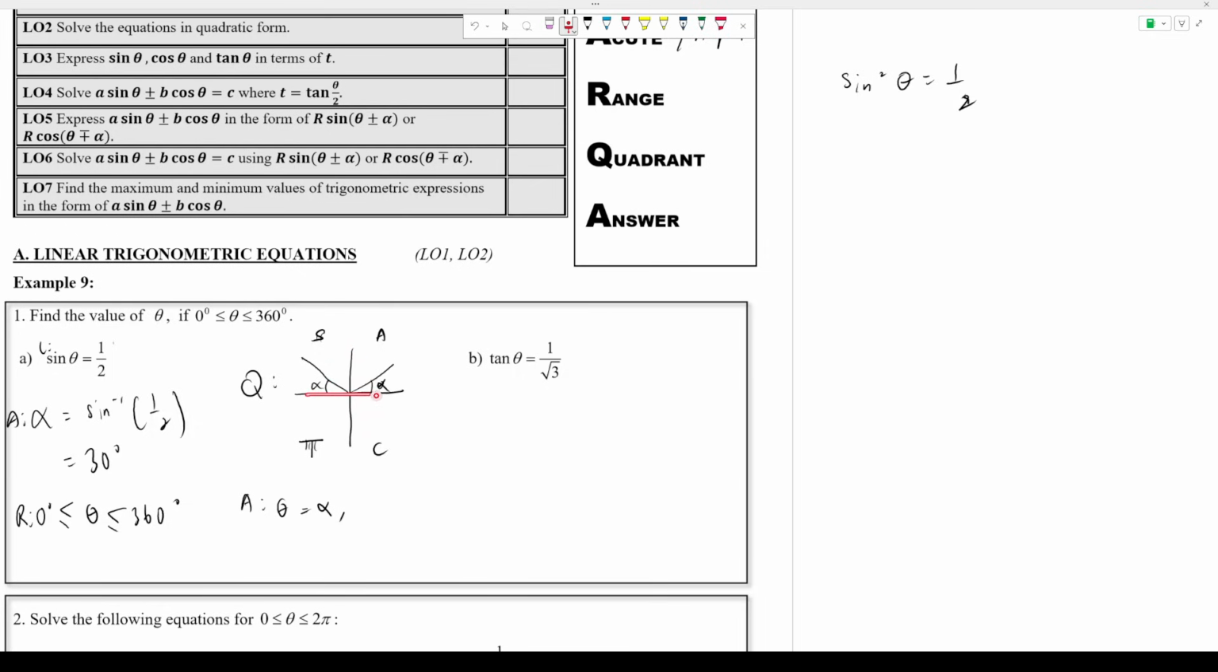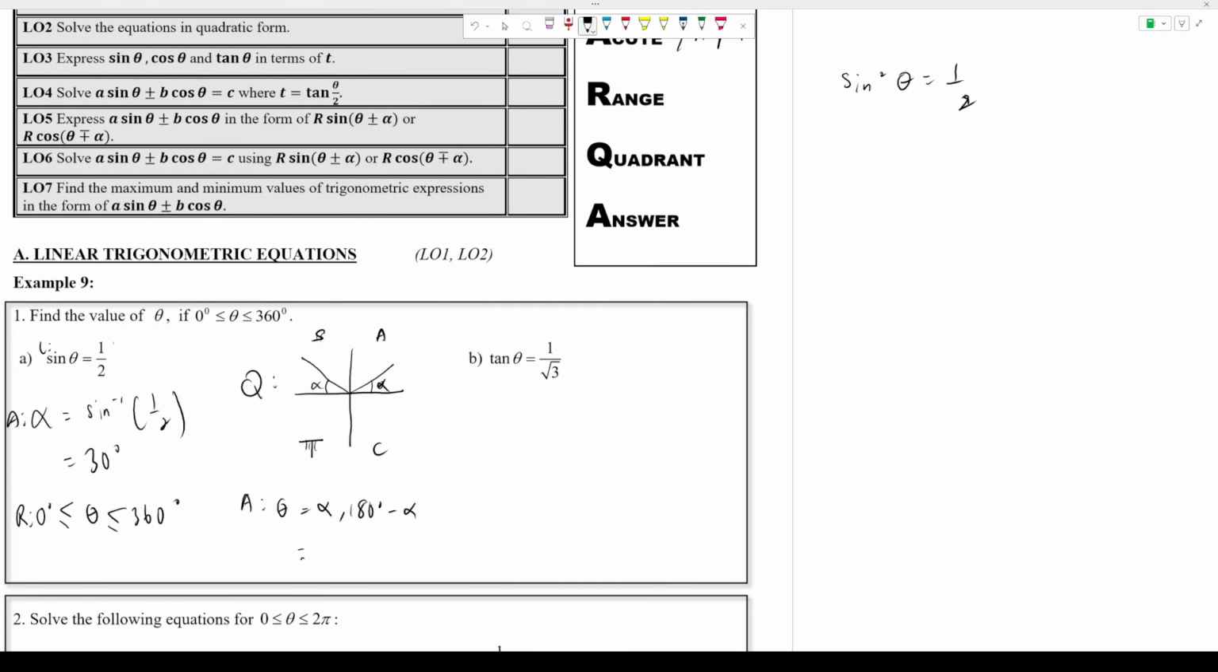Okay, so how do you get theta? Kamu akan ambil 180 degrees. Kamu tahu this is 180 degrees kan? Half of a circle. 180 degrees minus alpha lah. Kamu akan dapat theta tu. 180 degrees minus alpha. Okay, so you should get your 2 answers.